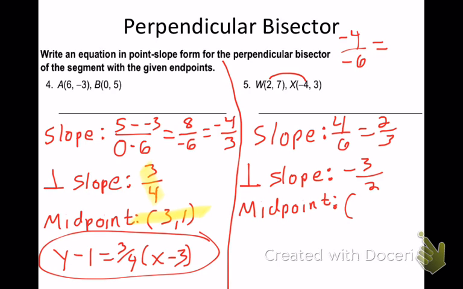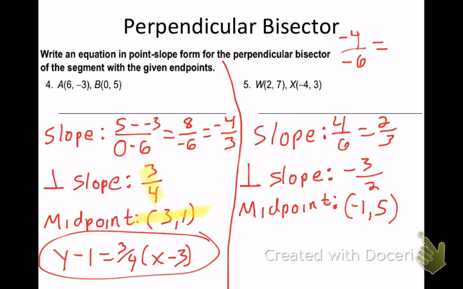For midpoint, isn't it x1 plus x2? Yeah, you add the x's. So negative 4 plus 2, we're adding the x's. That's going to be negative 2, divided by 2 gets me negative 1. So now I'm going to add the y's. What's 7 plus 3? 10. Divided by 2? So my midpoint is negative 1, 5.